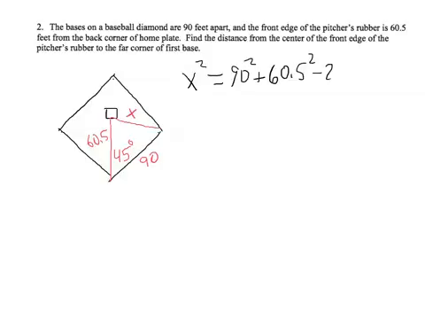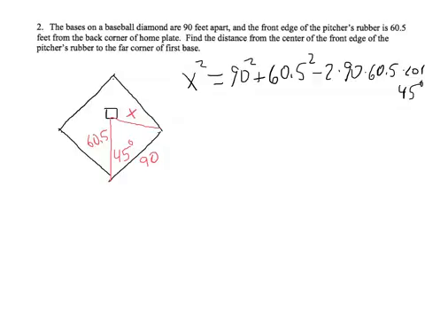minus 2 times 90 times 60.5. Oh boy, I'm going to run out of room here. Cosine of 45 degrees. Let's put that right down there. Okay, should all be one line.